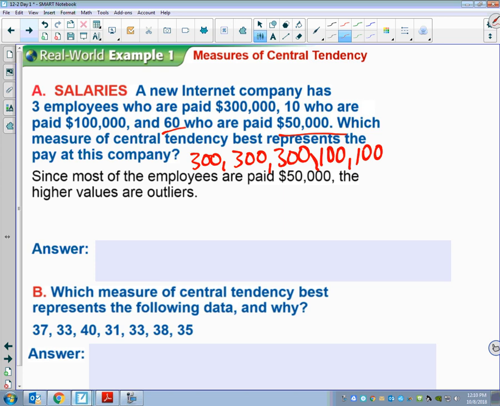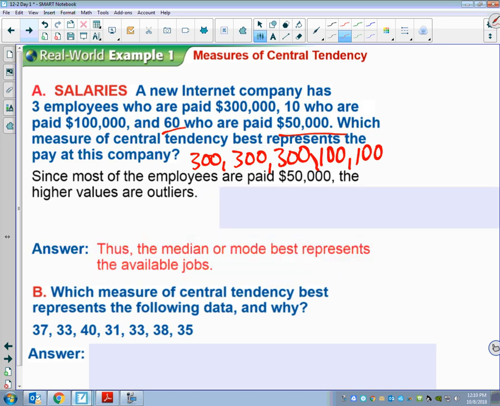And so it says since most of the employees are paid 50,000, the higher values are outliers, right? They're like the upper management people, whereas most people make $50,000. So I would have said the mode is the best choice. But it says if you have a lot of outliers, and think about the median of this would also be $50,000. Both the median and the mode of this problem would be 50,000. So that's why sometimes there's 2 answers on this.